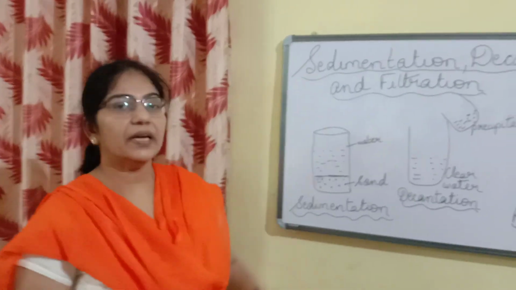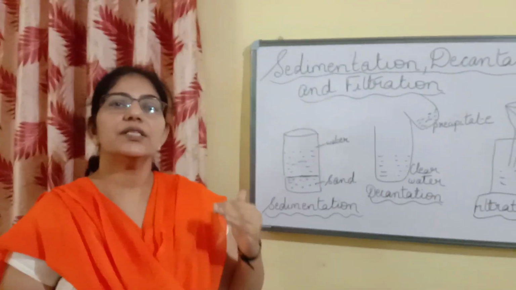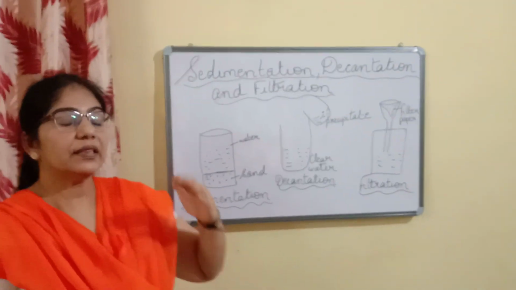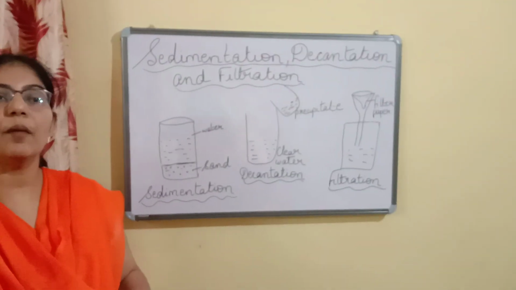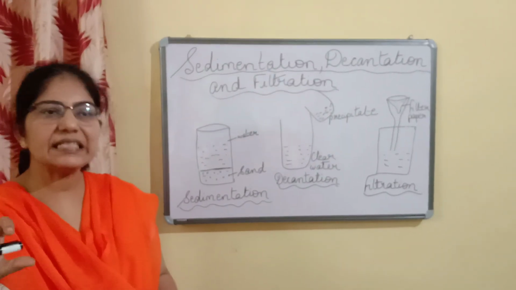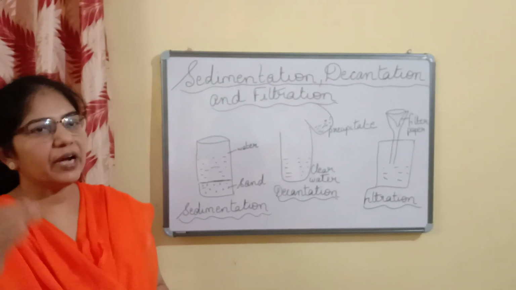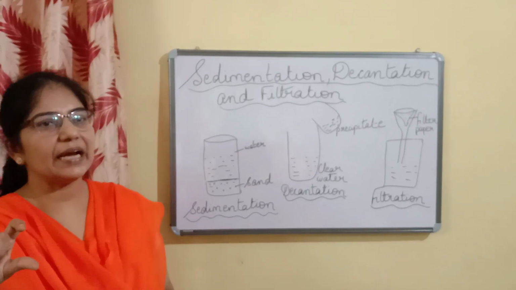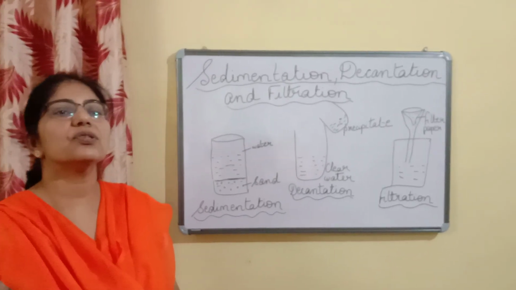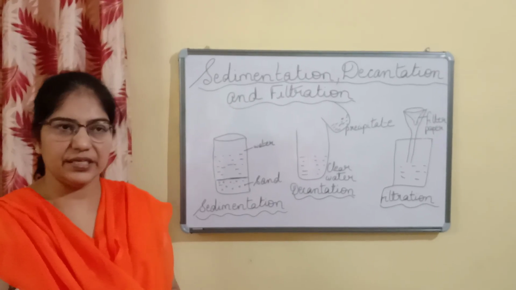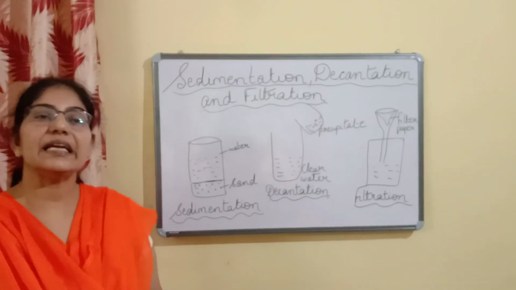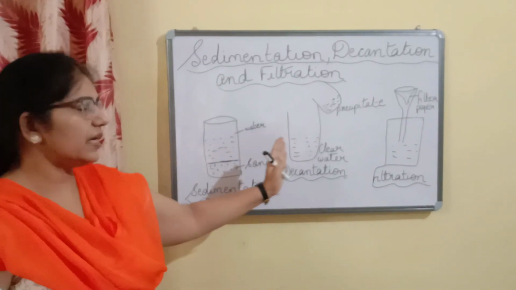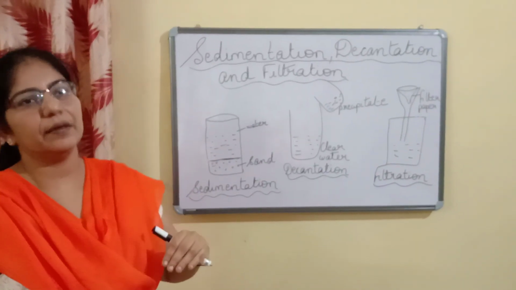Now what is sedimentation, children? Sedimentation is a process of separating two substances, in which the heavier component of the mixture settles at the bottom after adding water to it. And that component which settles at the bottom, or the heavier component, is also called a sediment. And the process is called sedimentation. And the next process, children, why we are studying it together? So that you understand it nicely.